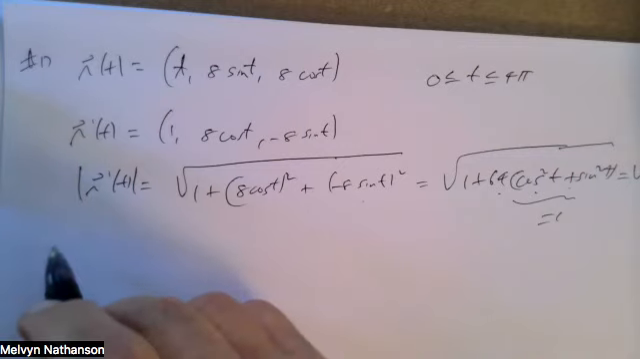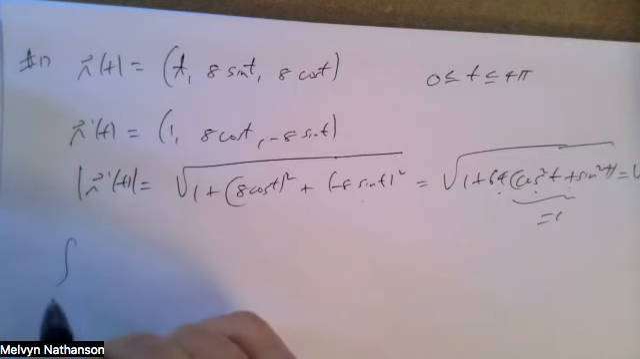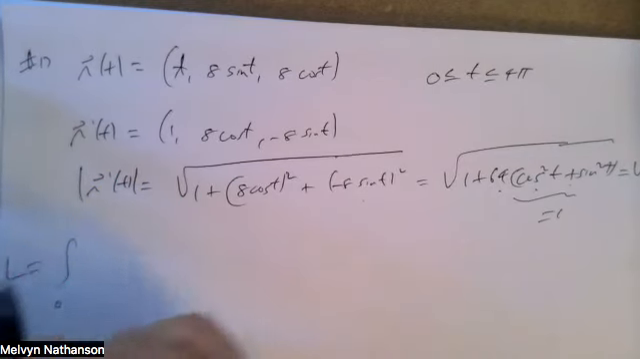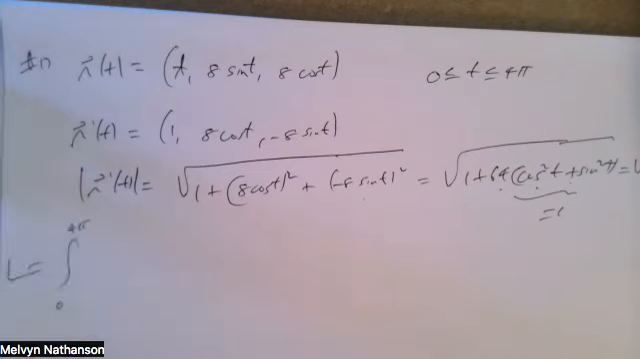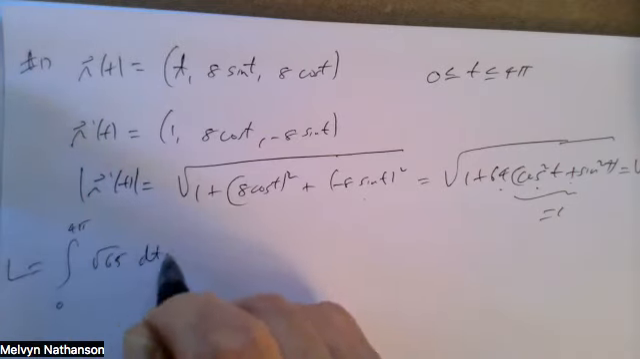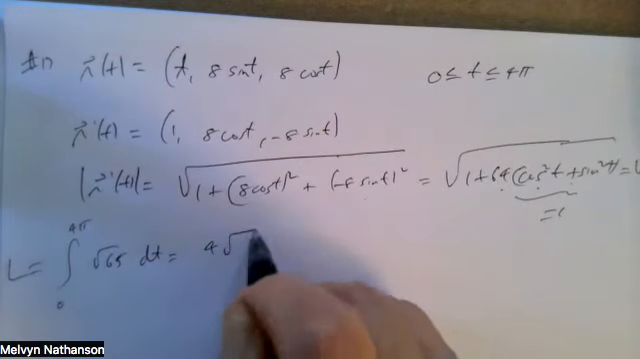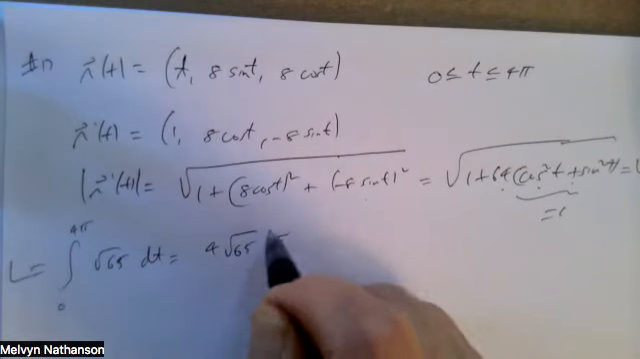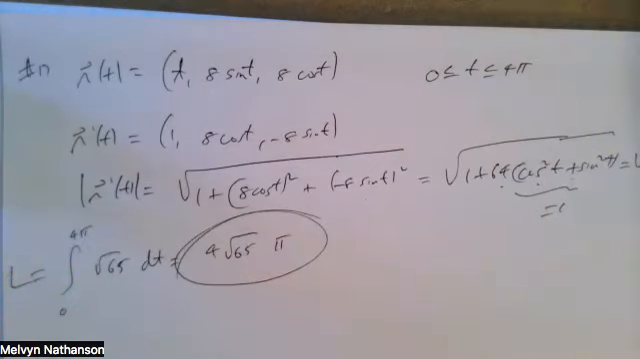So our integral, this is the length, the integral from 0 to 4 pi of root 65 dt is just 4 times root 65 pi. And that's the answer.